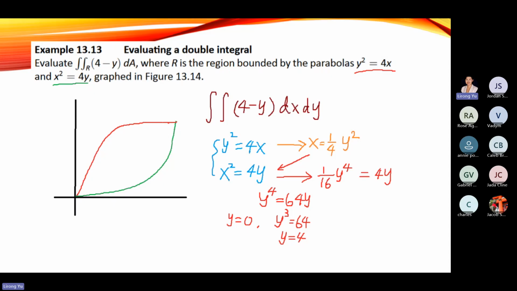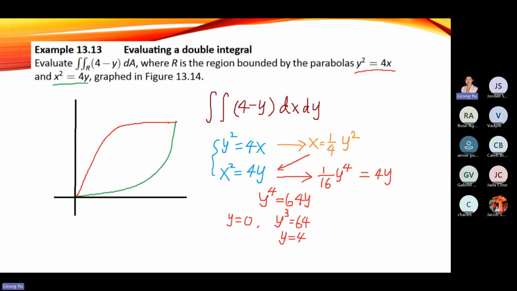And then you can see if y equal to 0, you can't divide both sides of the equation by y. So I want to divide both sides by y, so then one of the solutions that we have to rule out is y equal to 0. So y equal to 0 is one solution. If y equal to 0, y to the 4th equal to 64y.